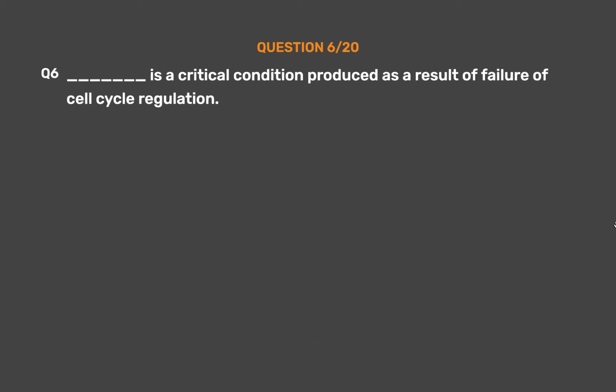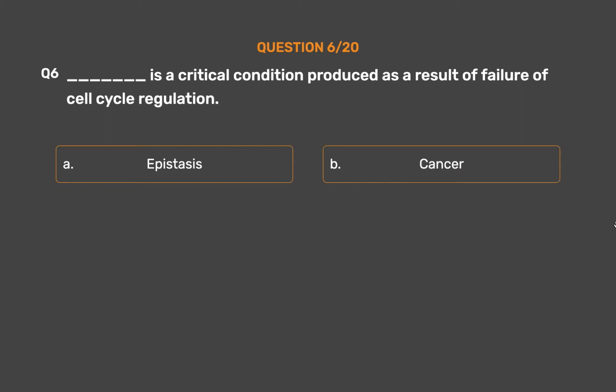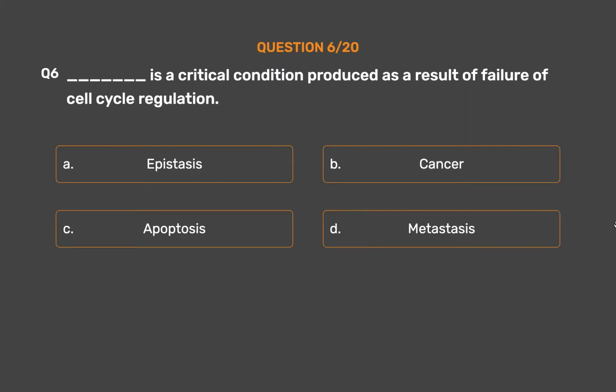Question number 6. Underscore is a critical condition produced as a result of failure of cell cycle regulation. Option A, epistasis. Option B, cancer. Option C, apoptosis. Option D, metastasis.